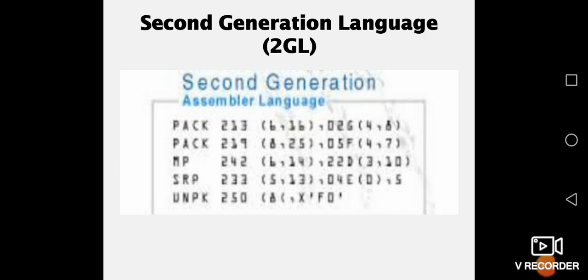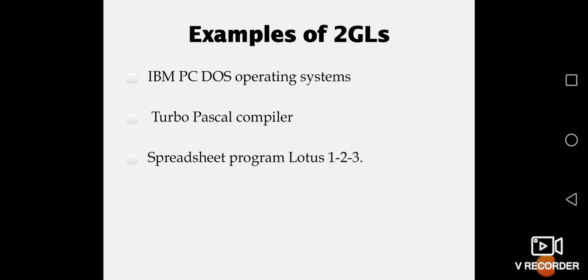UNPK means the data is converted to decimal format, that is, a number format, but within a specific limit. You can see the data, X, F0, and all that. If you look very carefully, you can understand that B is used, D is used, E is used, S is used, and certain characters and some numbers are used over here. But it is a bit difficult to understand.